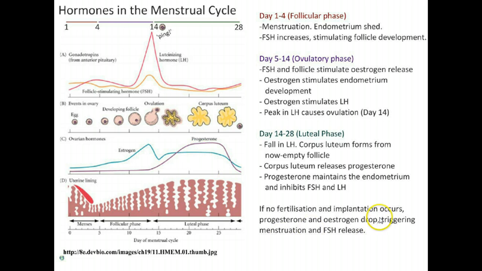And if no fertilization or implantation occurs, progesterone and estrogen drop, triggering menstruation and FSH. So if you read between the lines here, it says if no fertilization and implantation occurs. So fertilization can occur, but not implant.